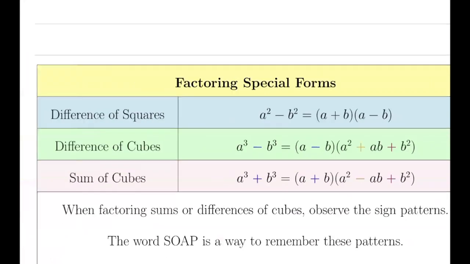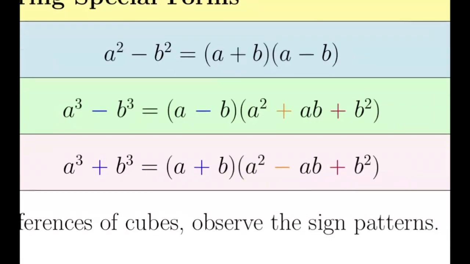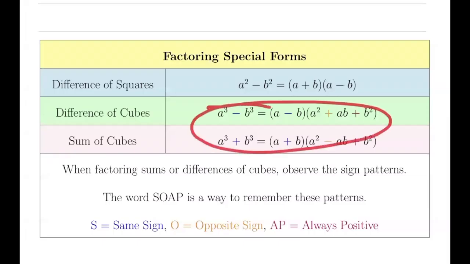And for cubic polynomials, there are two patterns. There's difference of cubes and there's sum of cubes. A sum or a difference of two cubes can be factored into a product of a binomial and a trinomial. And there's a mnemonic for this. These two formulas are harder to remember, so there's a mnemonic for them.